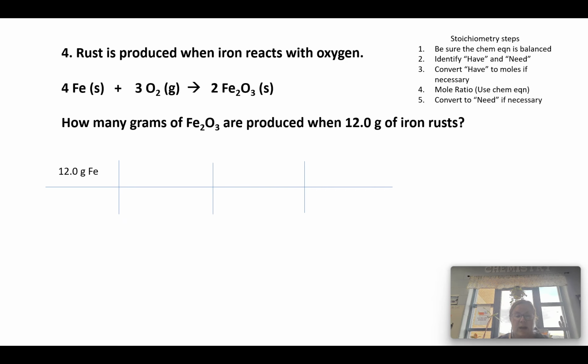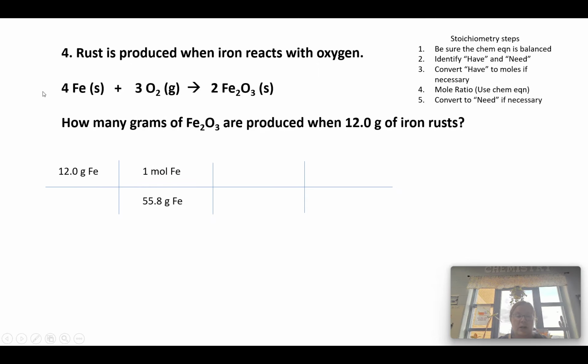So I start with my have again, which is 12.0 grams of iron, and I need to convert to moles because I have to have it in moles in order to do a mole ratio. So I look at my periodic table, and for iron, my molar mass is 55.8 grams of iron per 1 mole of iron. Once I'm in moles for iron, I'm now ready for my mole ratio.